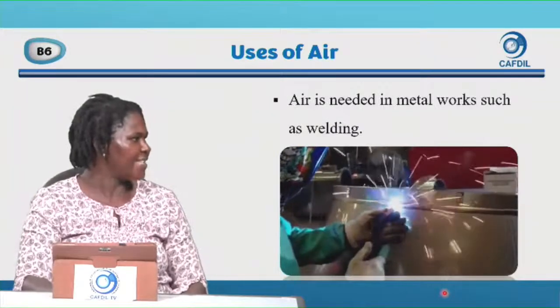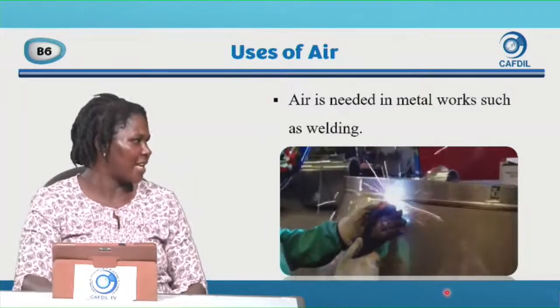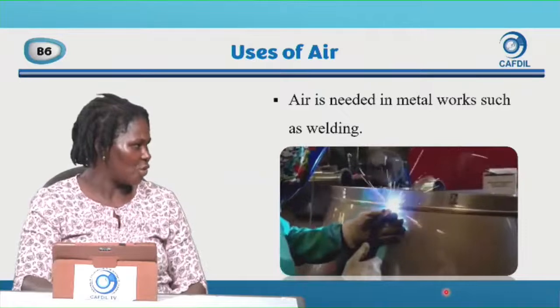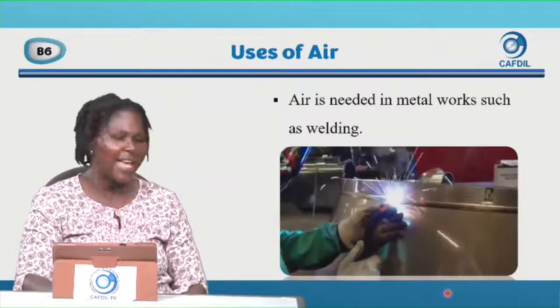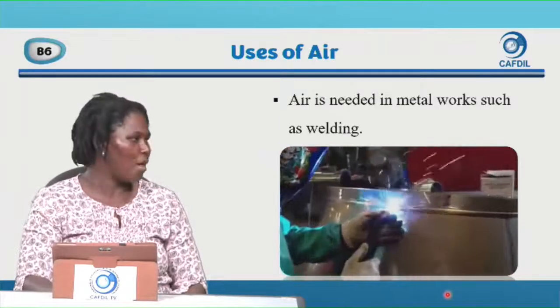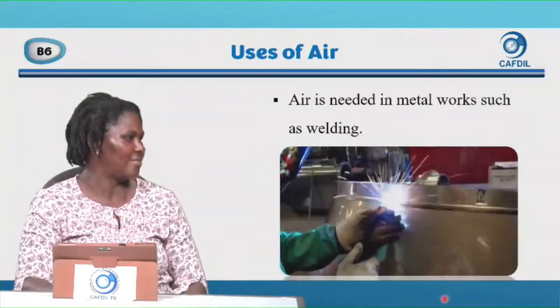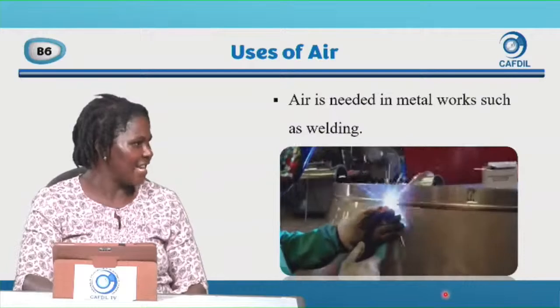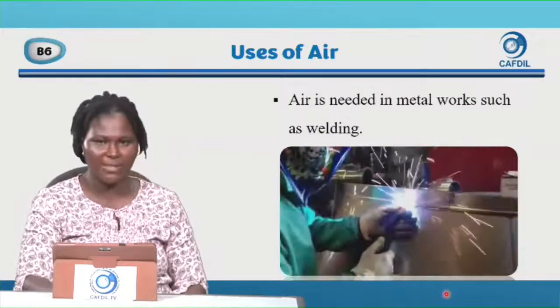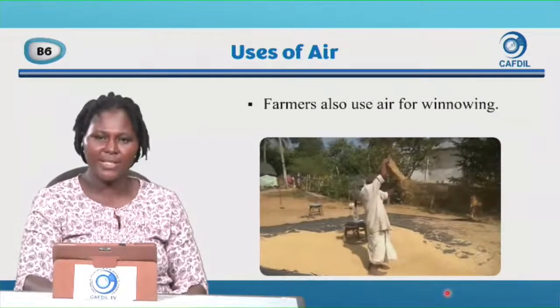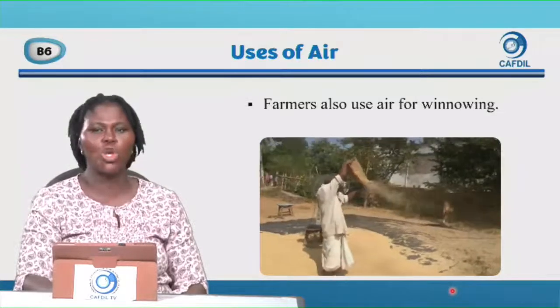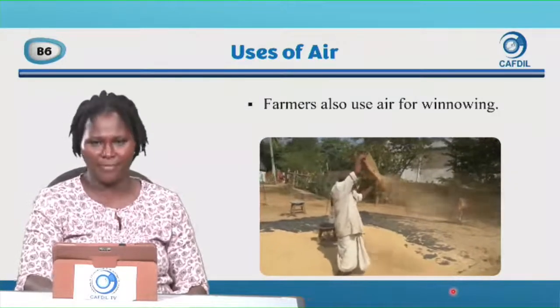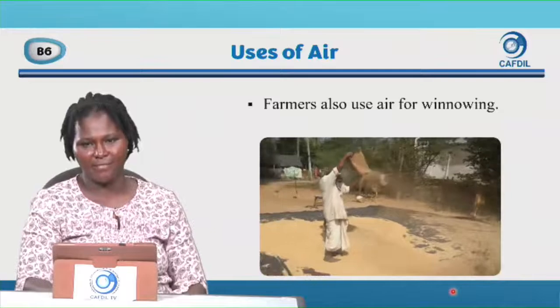Good. Air is needed in metal work such as welding. So what the man is using is air to weld metal objects. So that is it. Air is needed in metal work such as welding. The next one is farmers also use air for winnowing. So look at the man.